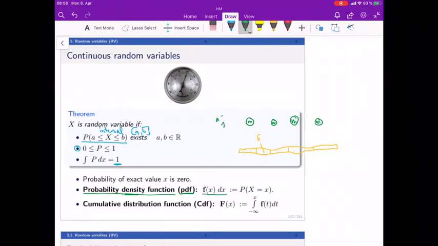The probability of x being in this little interval dx. And we can also create the cumulative distribution function, which will be the same as in the discrete case. It's just the integral up to this point x. So it's also increasing.